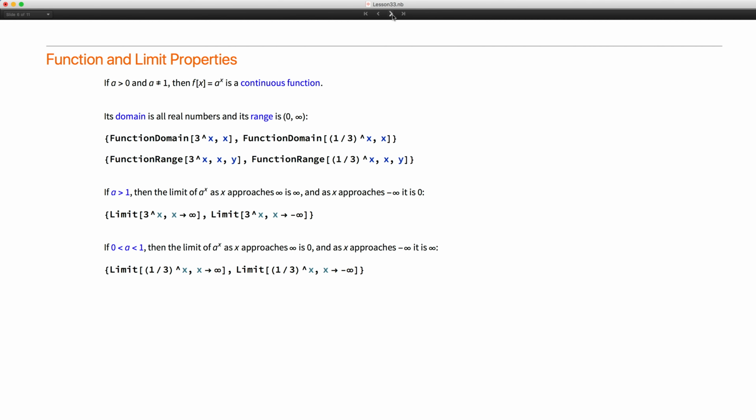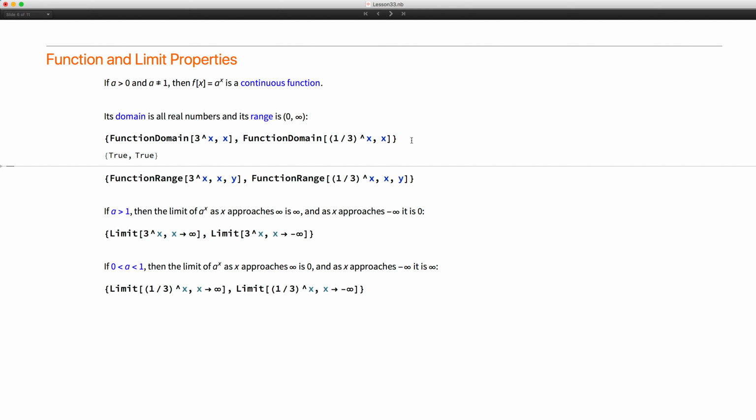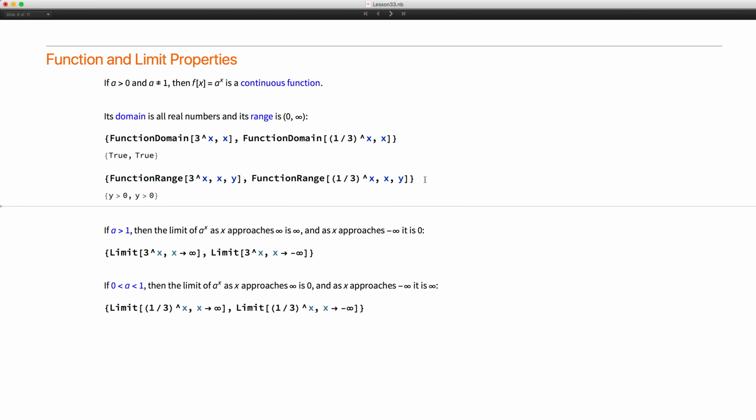Okay, so now let's talk a little bit about some deeper properties. First of all, the exponential function is always continuous, which means that there are no breaks in its graph. The domain of the function is all real numbers, and the range is from 0 to infinity.